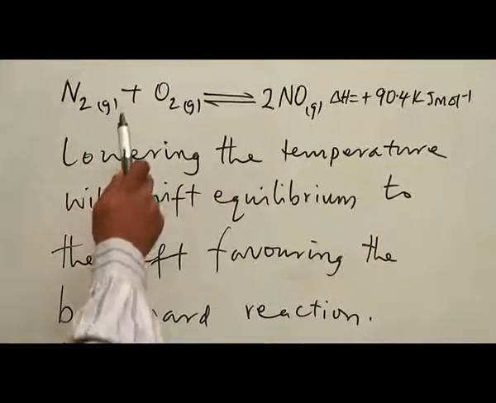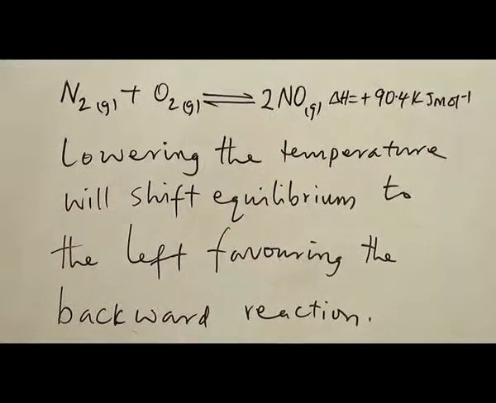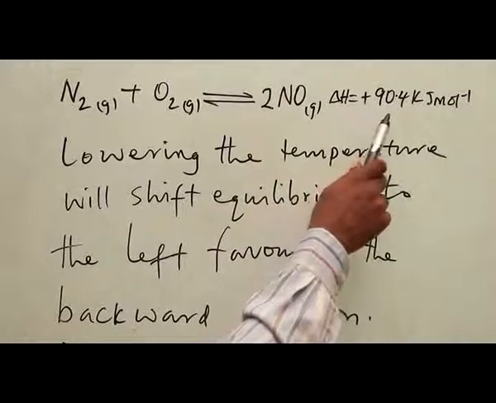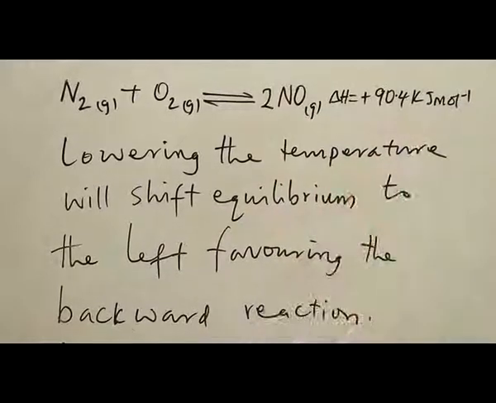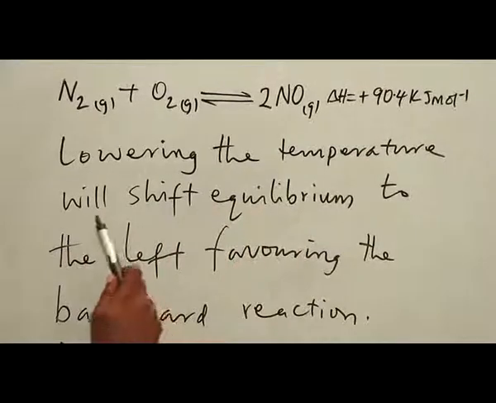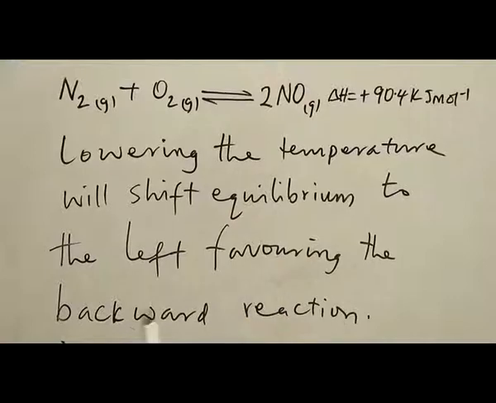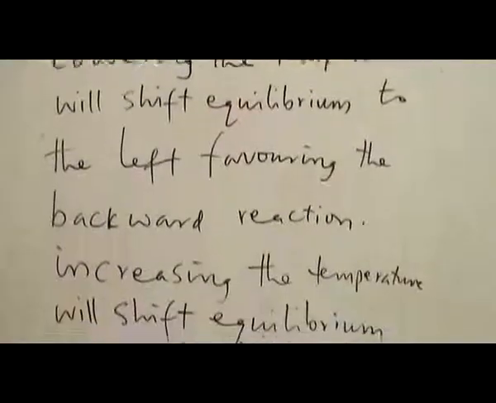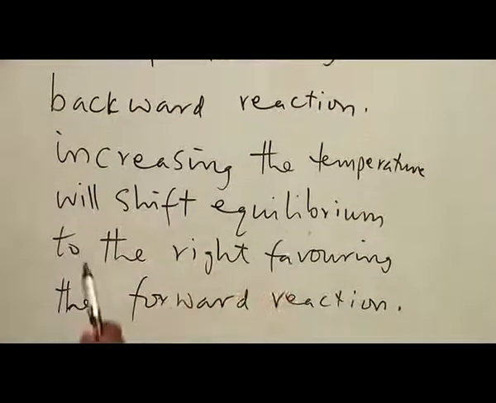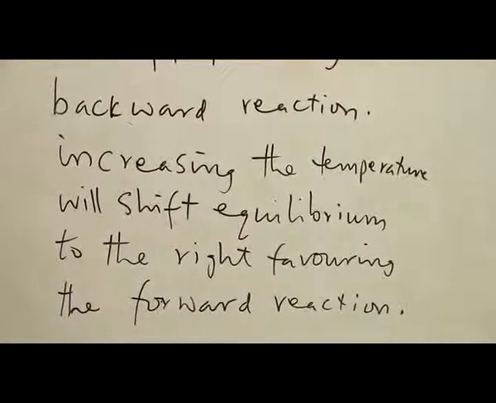Nitrogen plus oxygen to give nitrogen(II) oxide, delta H equals plus 90.4 kilojoules per mole. Lowering the temperature will shift equilibrium to the left, favoring the backward reaction. Increasing the temperature will shift equilibrium to the right, favoring the forward reaction.